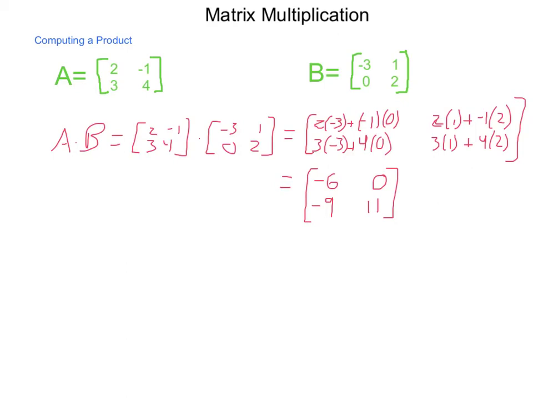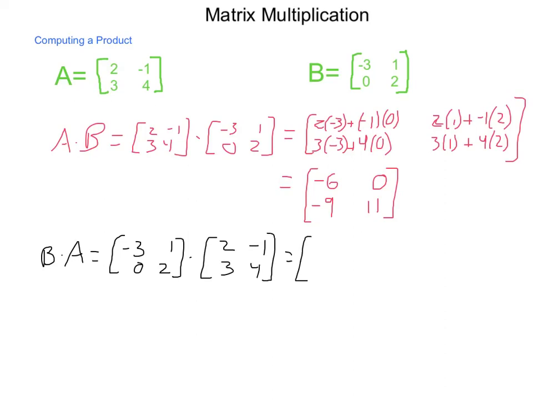Now, addition and subtraction follow the same rules for commutative associative properties that we had in basic numerical systems, real numbers. Let's find out if it works the same for doing a product matrix multiplication, if this is commutative, because that is commutative in real numbers. So what we're going to do is we're going to multiply matrix B by matrix A. And what that will look like is negative 3, 1, 0, 2 being multiplied by 2, negative 1, 3, and 4. And the resulting matrix will again be a 2 by 2.